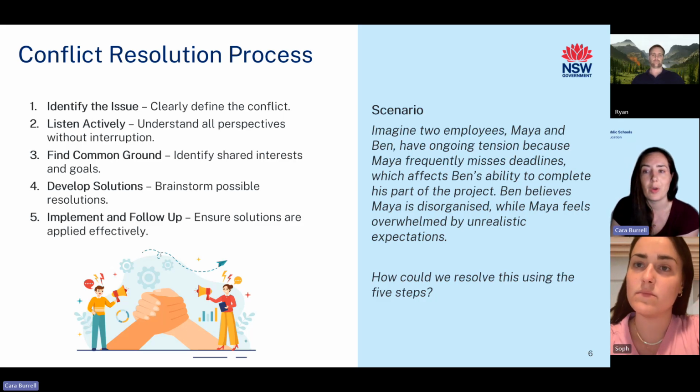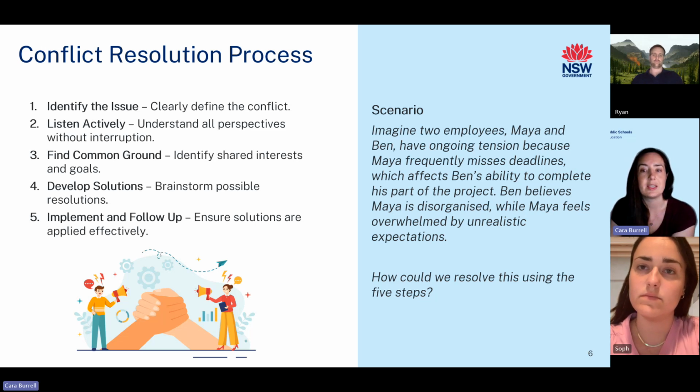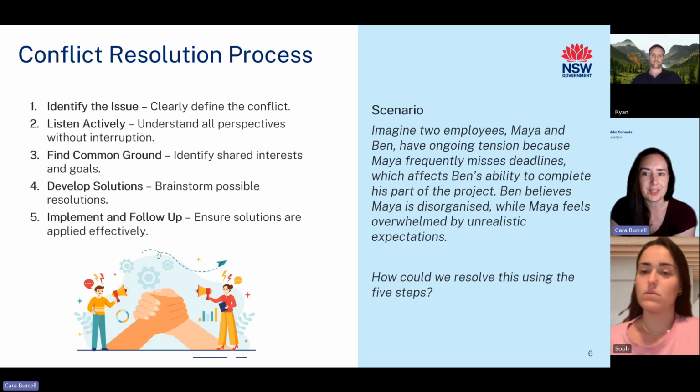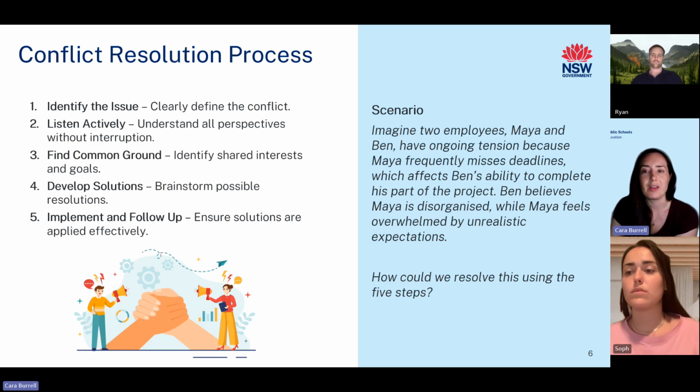Step 3 is finding common ground. Once both parties have expressed their perspectives, the next step is to identify shared interests. Even in workplace disputes, people typically have some mutual goals. So for example, 2 colleagues are arguing about a project timeline. They might both share the goal of delivering high quality work. And a manager and employee disagree on performance expectations, likely both want to improve efficiency and meet targets.